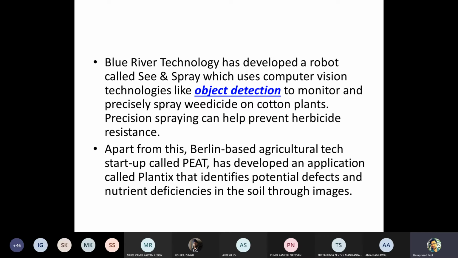Apart from this, a Berlin-based agricultural tech startup called Peat has developed an application called Plantix that identifies potential defects and nutrient deficiencies in the soil through images. So this is powerful, through images itself. So this is non-invasive. We are not taking a sample of soil. Just through an image, if we can know the defects and nutrient deficiencies, this is really powerful technology. This is again based on AI.